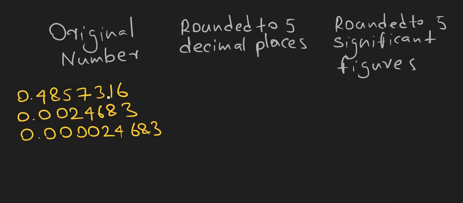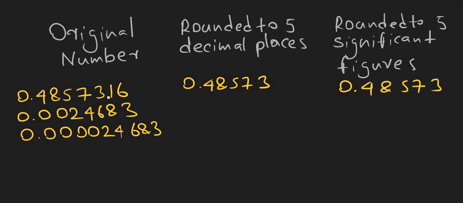Okay, let's consider these 3 numbers and see what's the difference between rounding off and writing a number in its significant form. Now let's round the first number to 5 decimal places. I have to consider 6 places after the decimal point: 1, 2, 3, 4, 5, 6. I get 1. 1 is less than 5. Therefore I can write 0.48573. Now when it comes to significant figures, I consider the 0 before 4, and I consider 6 numbers and I get the same answer, 0.48573.